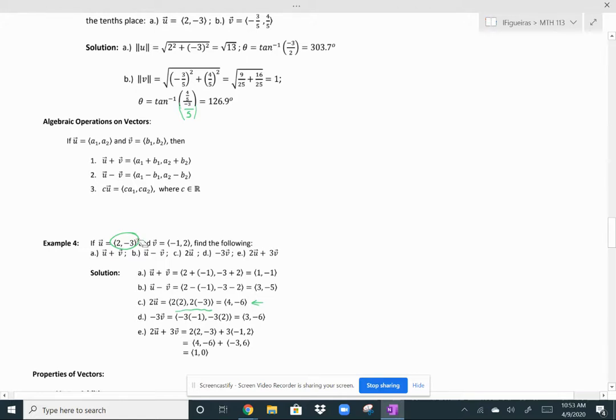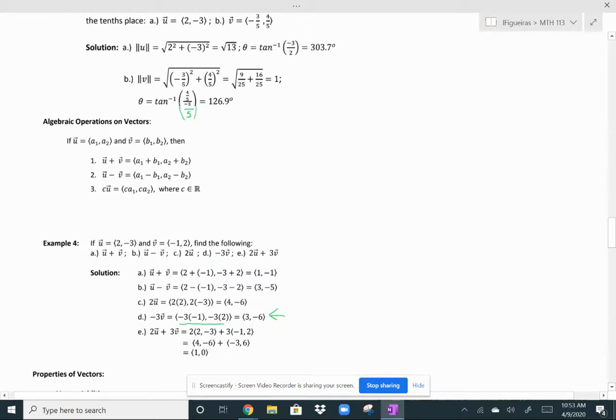Third example is asking us to multiply v by -3. Okay, so same idea. Take vector v and take both of the components, multiply them by -3, and you get the result of 3, -6.